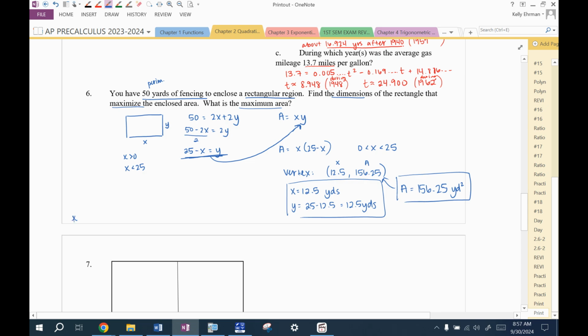Now, on this one, if you can't get your graphing calculator to work for whatever reason, you could also say A is equal to 25x minus x squared, and you could also use the vertex formula. You could say opposite of b over 2a. That's going to give you 12.5. Plug that back in to see what the max area is. Okay, so you have options.